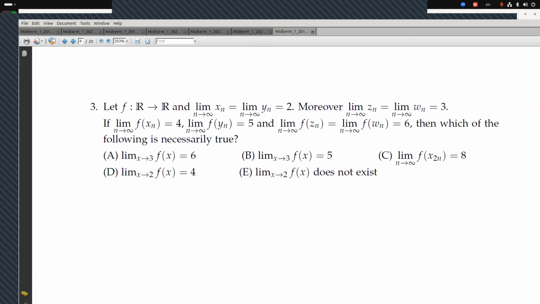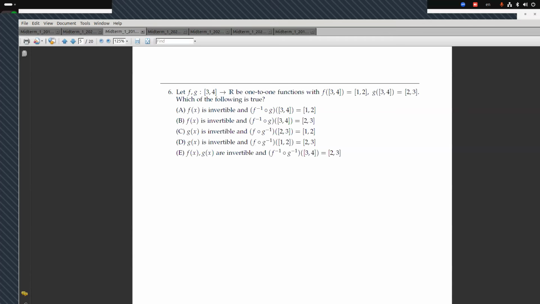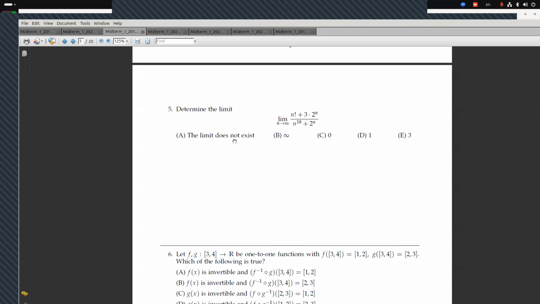2018 multiple choice number 5. What is the limit of this expression, guys? n factorial, 2n, n to the power 18, 2n. Which is the fastest term? Any factorial? Okay, so what is the limit? Infinity. n factorial goes faster than n to the 18 and 2n, so yeah, it's infinity.